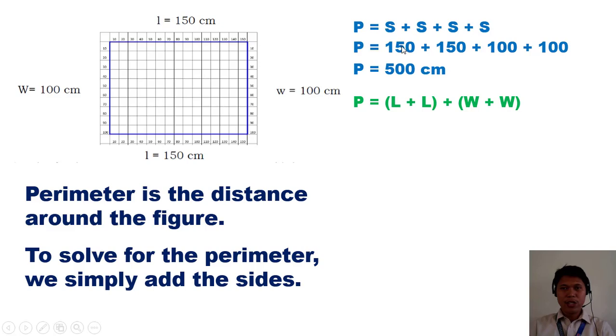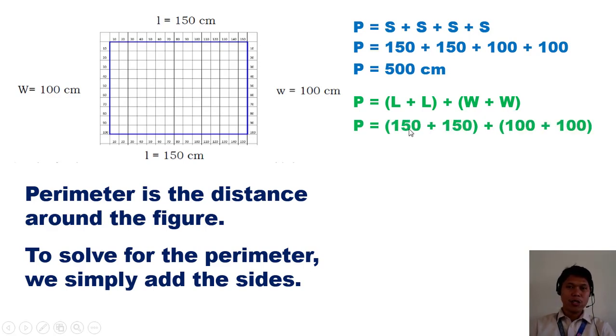As you can see, since this 150 is the length, we can say that perimeter is equal to length plus length, and then we add the width plus width. The sum of the lengths and the sum of the widths. Or it is 150 plus 150, then 100 plus 100, which is 300 plus 200, which is actually 500 centimeters. And we got the same answer. So by using this formula, s plus s plus s plus s, and l plus l plus w plus w, we got the same answer.